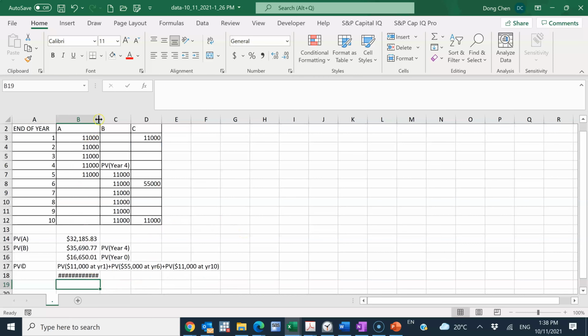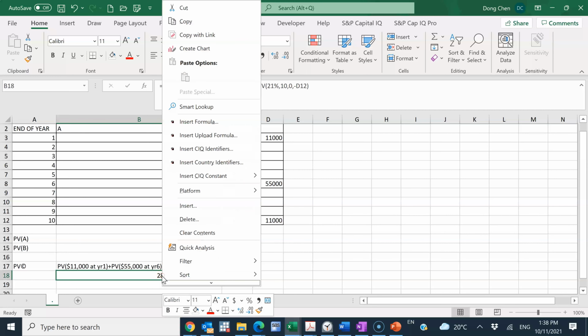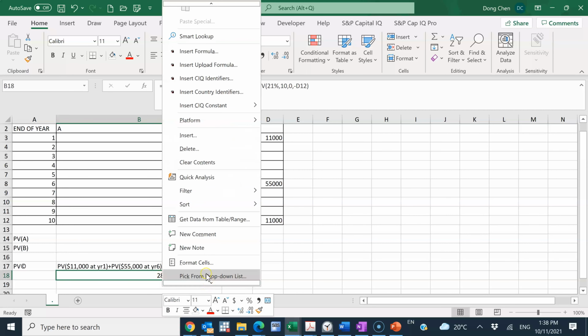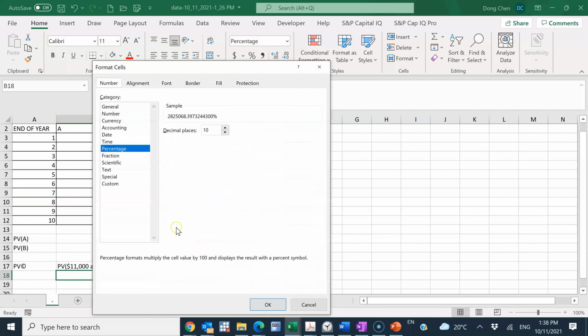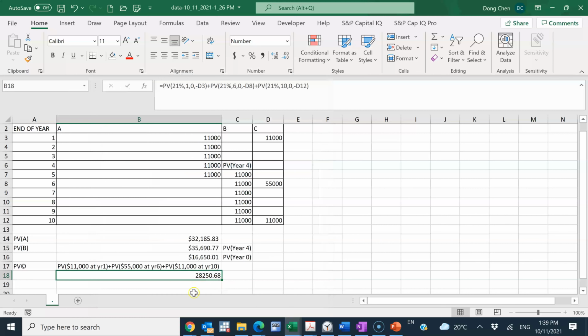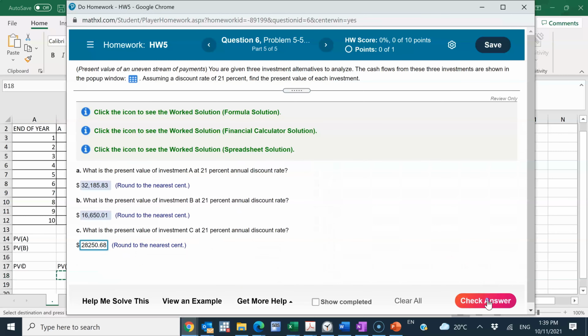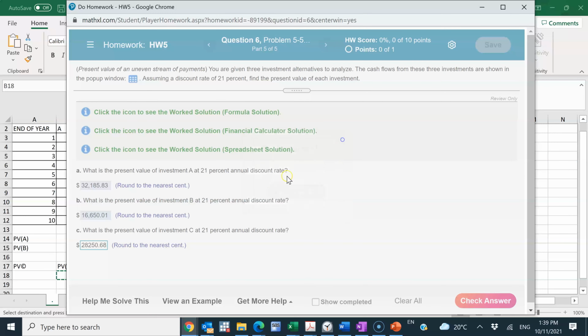I guess here I do need to worry about format, because this is no longer what we require: it's in percentage terms and keeping 10 decimal places. So we want to work with the numbers and just keep 2 decimal places. So that's what I got. And then just copy that number back and check my answer again. All right, we're done.